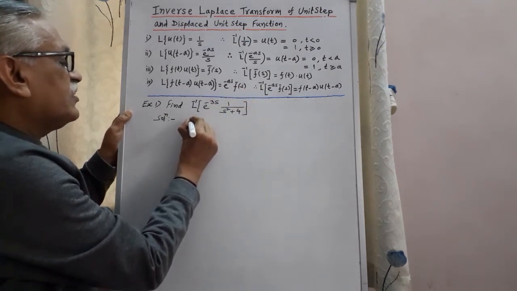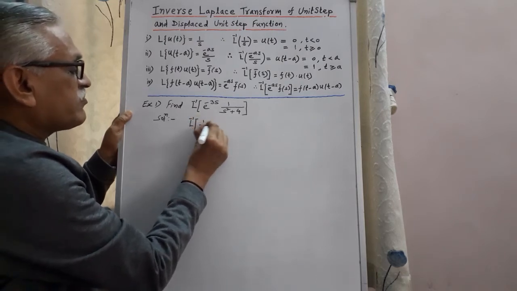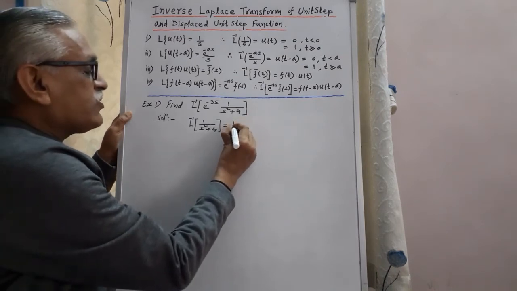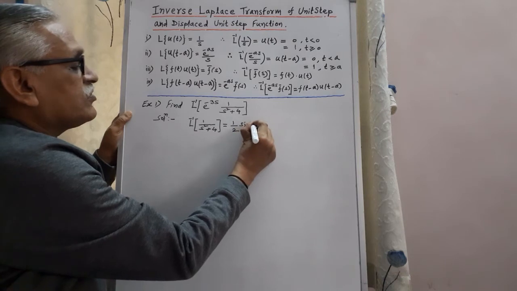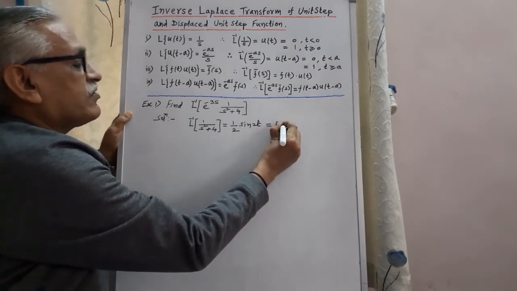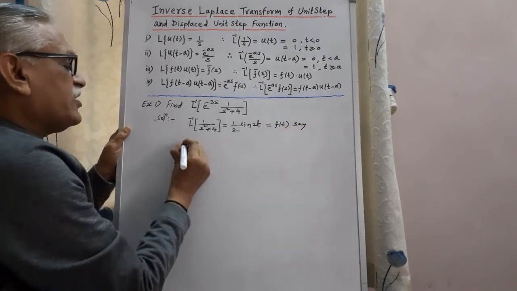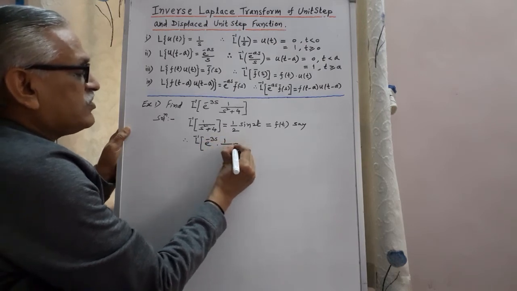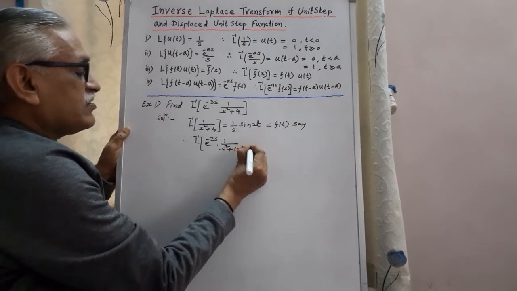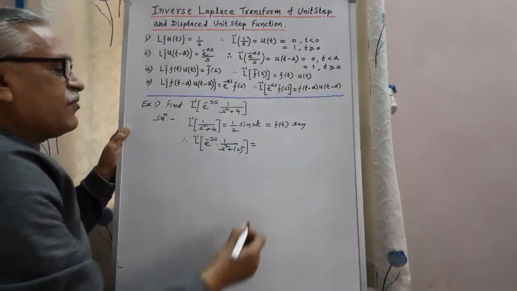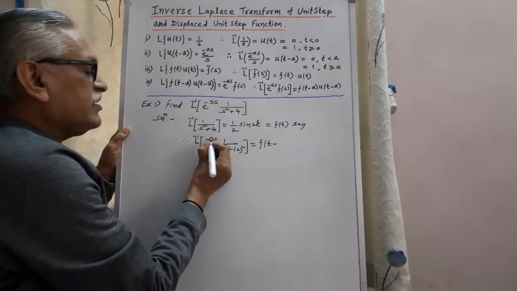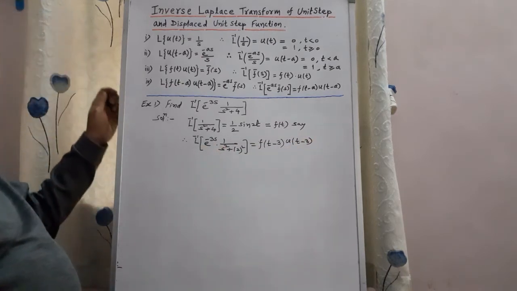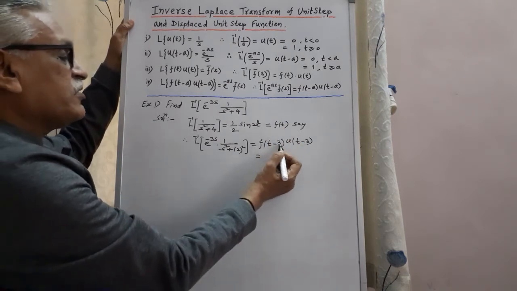We know that inverse Laplace of 1 upon s square plus 4 is equal to 1 by 2 sine of 2t, and we call this f of t. Say, and therefore inverse Laplace of e raised to minus 3s into 1 upon s square plus 2 square is equal to this result, f of t minus a into u of t minus a, where a is 3.